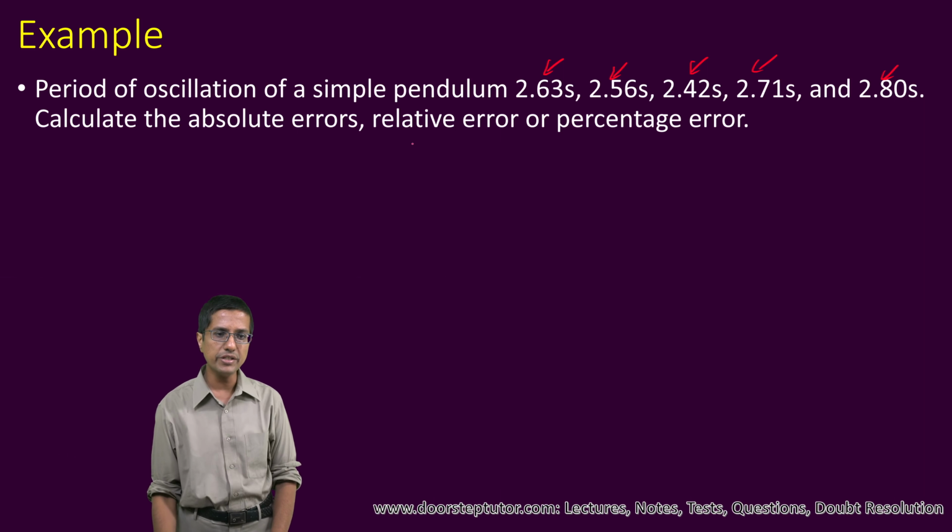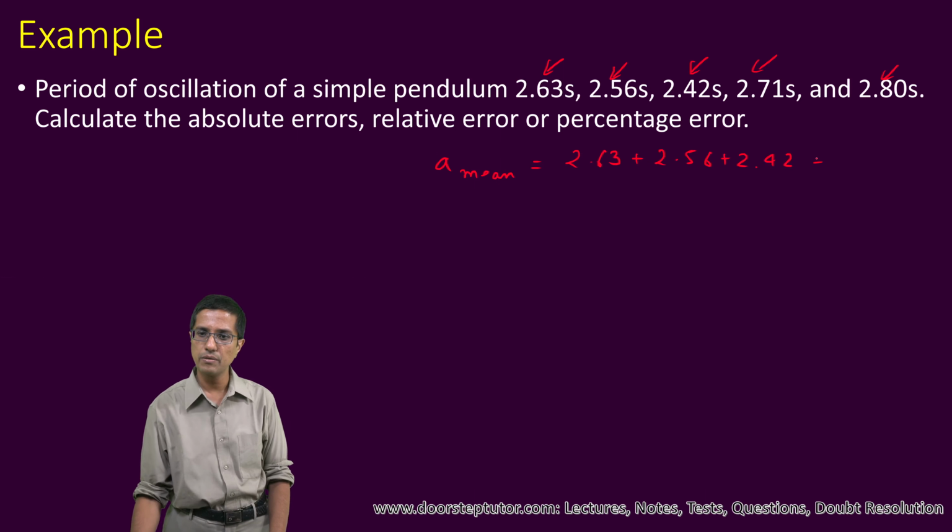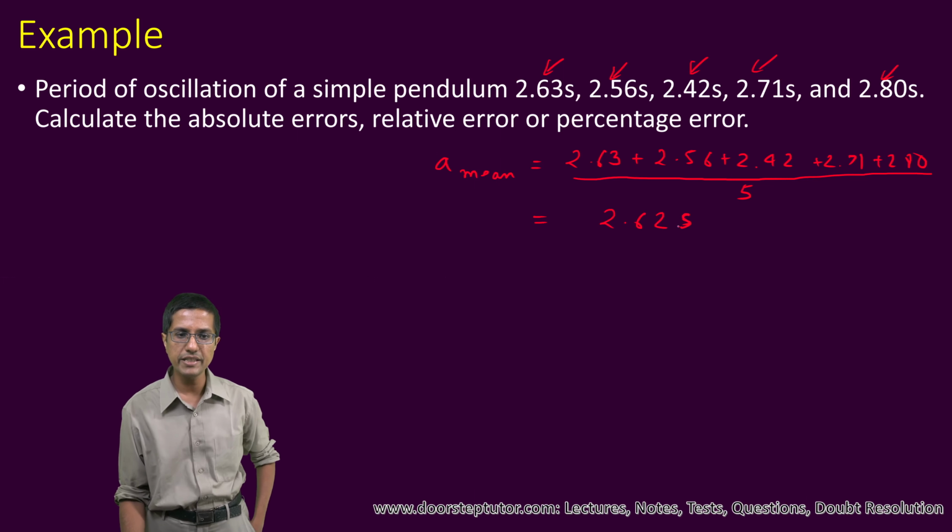So what we'll do is we'll first take the measurements. We compute the mean. So A mean would be the mean of all of these values. It will be 2.63 plus 2.56 plus 2.42 plus 2.71 plus 2.80, and we take the mean of all of these quantities, and of course there are 5 measurements. So this mean comes out to be 2.62 seconds. Okay, so this is the A mean.